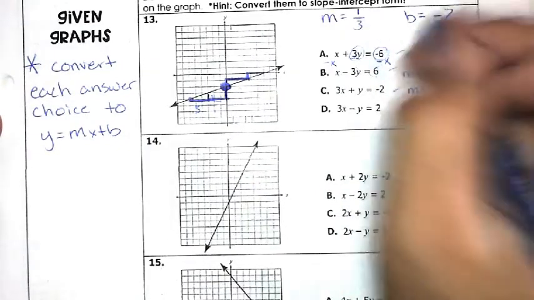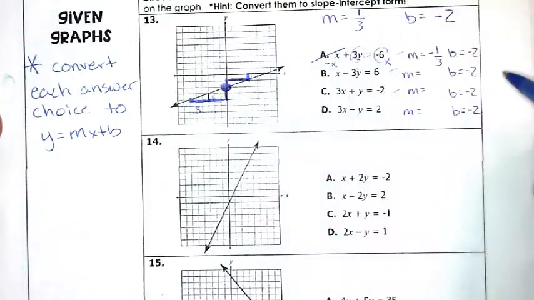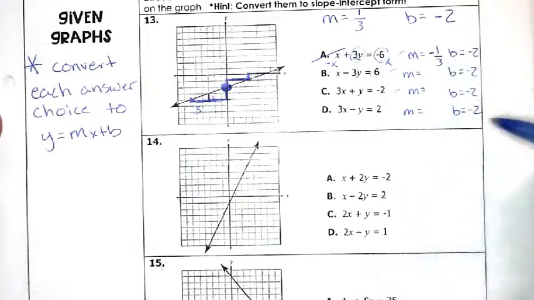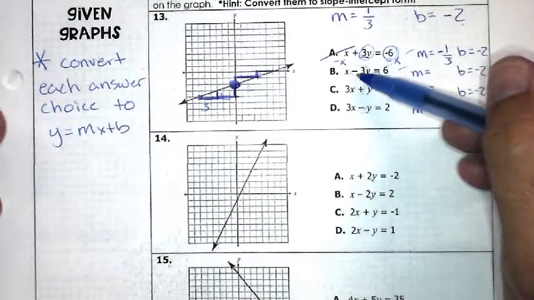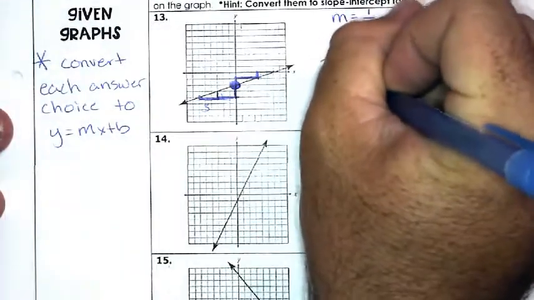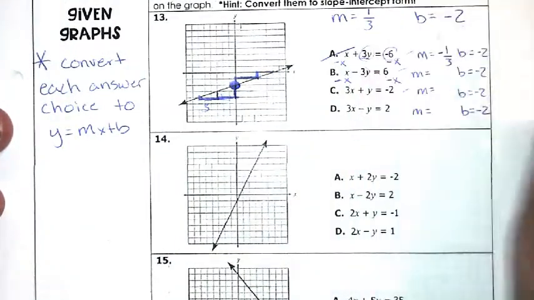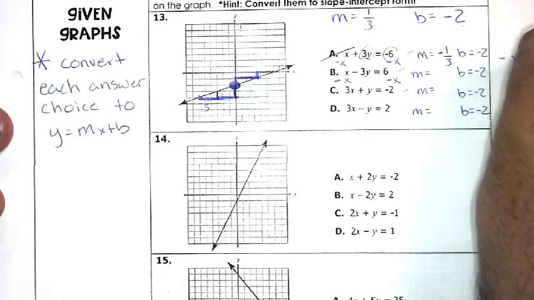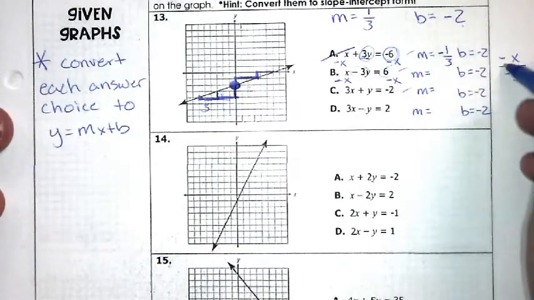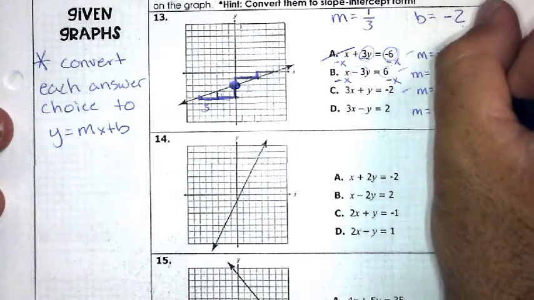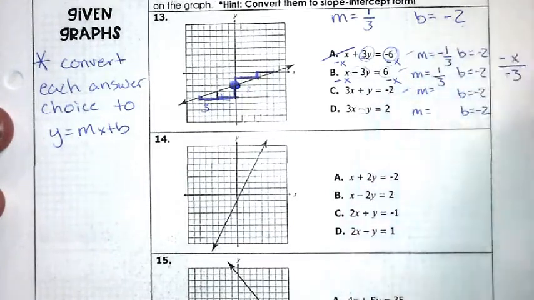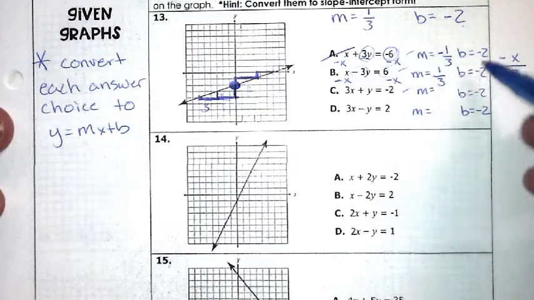Answer choice B. You subtract your x from both sides. So now you have negative x divided by negative 3. Negative divided by negative is a positive 1/3. Do I have a positive 1/3? Yes. Do I have a negative 2? Yes. Grunt work. So that's one way to solve it.